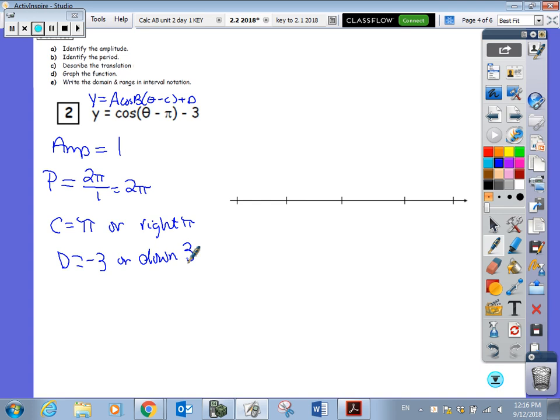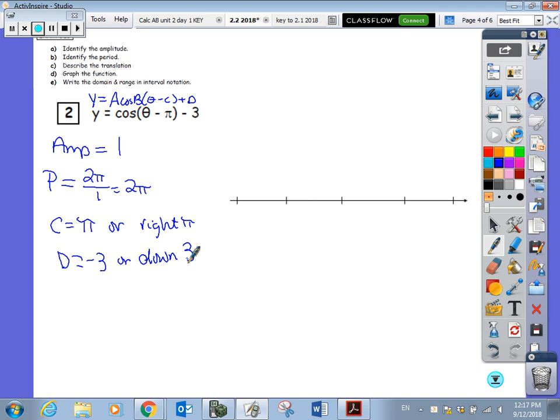So now we're ready to graph. Now, if I just said graph, you need to know this stuff. Writing it down is helpful, then you don't have to remember it all in your brain, but you might not have to write all that stuff. You might just have to graph it. I might just ask for the transformation, or just the period, or just the amplitude.